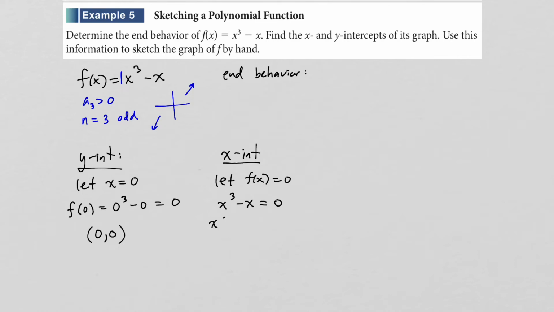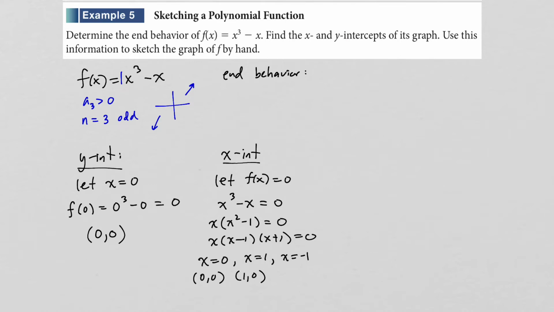We can solve that by first factoring out an x. And then we can factor x squared minus 1 as the difference of two squares. And then when you set each one of those factors equal to 0, we will get x equals 0, x equals 1, and x equals negative 1. And so the x-intercepts are (0, 0), (1, 0), and (negative 1, 0). And yes, I will point out that the point (0, 0) is both an x-intercept and a y-intercept.